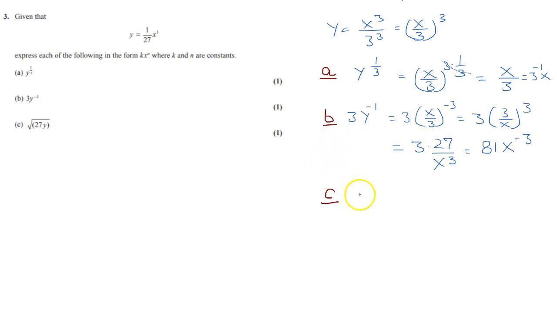Part C. Root 27y. Root 27 and y is x cube over 3 cube. So 3 cube is 27, so this and this cancel. So this is root x cube. It can be written as x to the power 3 over 2.